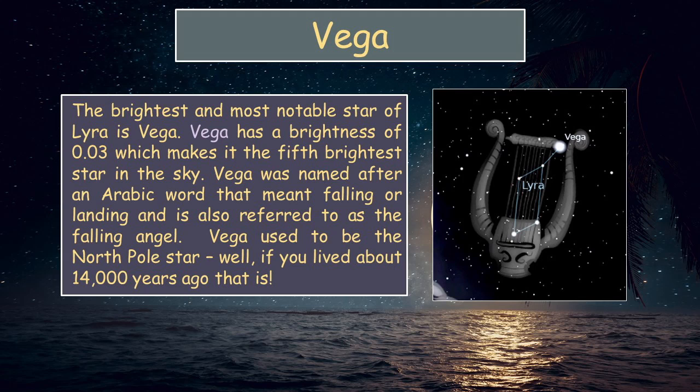Vega has a brightness of 0.03, which makes it the 5th brightest star in the sky. Vega was named after an Arabic word that meant falling or landing and is also referred to as the falling angel. Vega used to be the North Pole star. Well, if you lived about 14,000 years ago, that is.